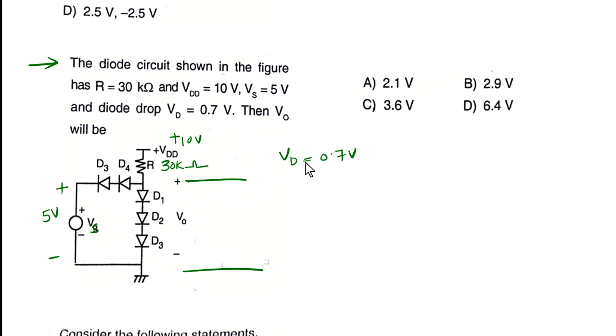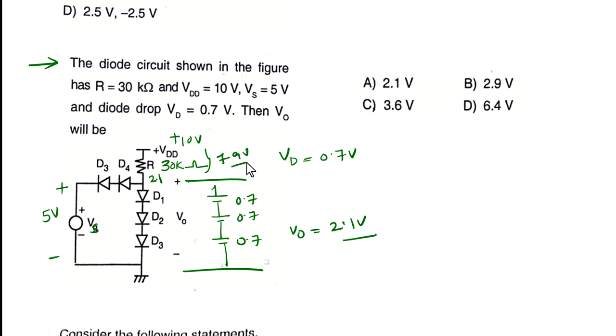Here we need to find the V0. If the voltage is given as 0.7 volts, just apply the equivalent voltage source model here, like this. So 0.7, 0.7, 0.7. So V0 will be equal to what? V0 will be equal to 2.1 volts. Let's check here. So here the voltage will be 2.1 volts and the remaining voltage is going to appear across here. It is 7.9 volts that will appear here.